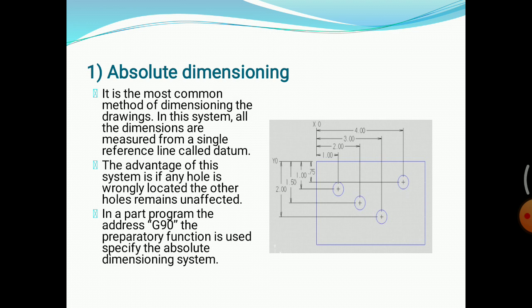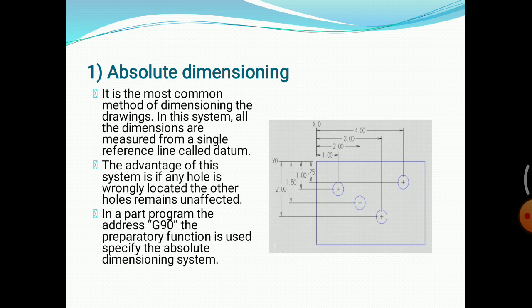So here all the dimensions are measured from a single reference line. Here the reference line will not change. The reference line will be fixed, and we have to give all the dimensions with respect to this reference line. As you can see in the diagram, the reference line is fixed and all the dimensions are given with respect to that reference line. The advantage of this system is that if any hole is wrongly located in the drawing, it will not affect the dimensions of other holes.